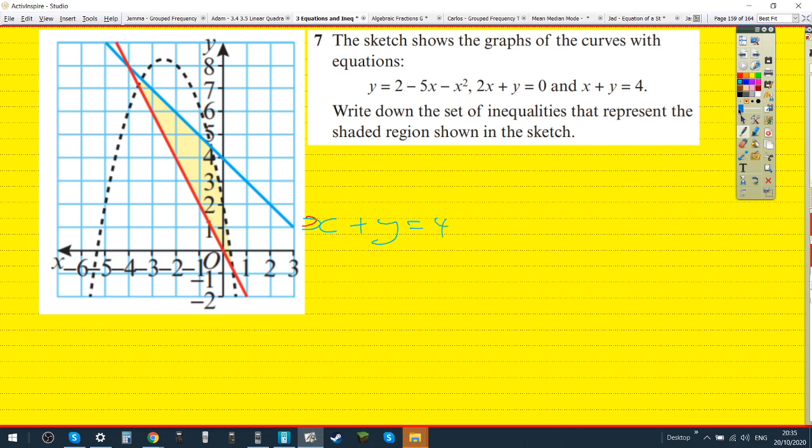So we have x plus y equals 4. We have 2x plus y equals 0. And we have the curve. And so what inequalities give you that region?